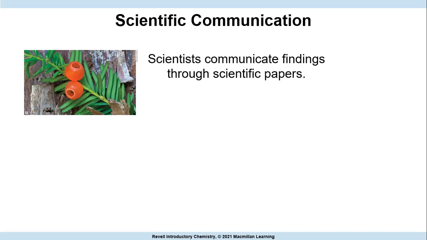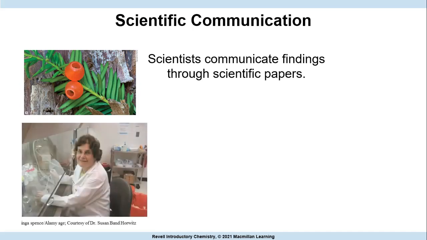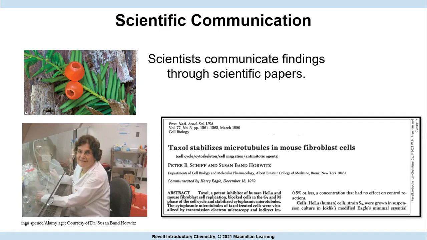Now, let's look at scientific communication. How do scientists communicate the findings that they observe? After they have an observation, they state a hypothesis, they carry out the test, and they find out that the thing is true. How do they communicate the information that they have gotten? Scientists communicate findings through what we call scientific papers. These papers give us the information that the scientific method has been used to gather.